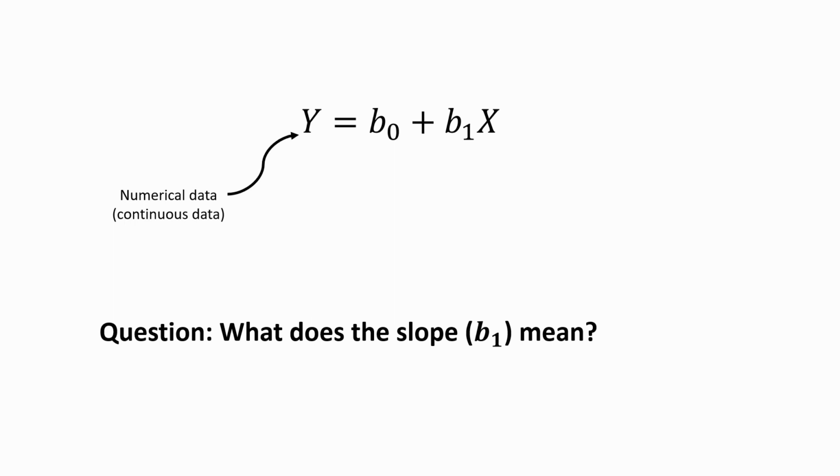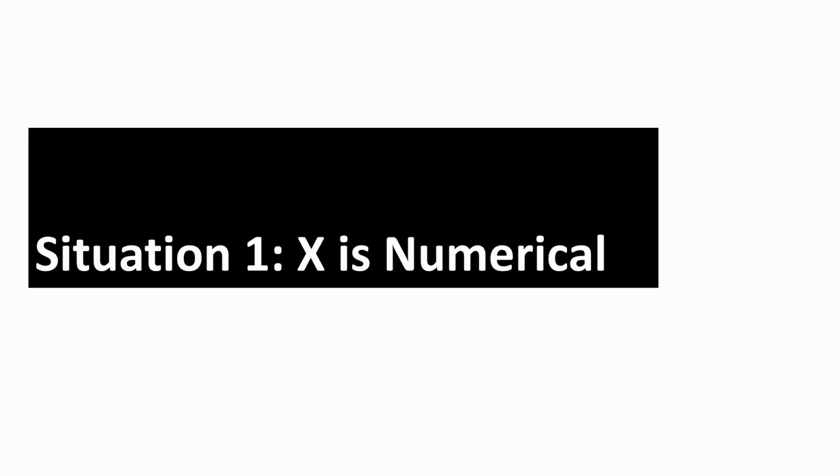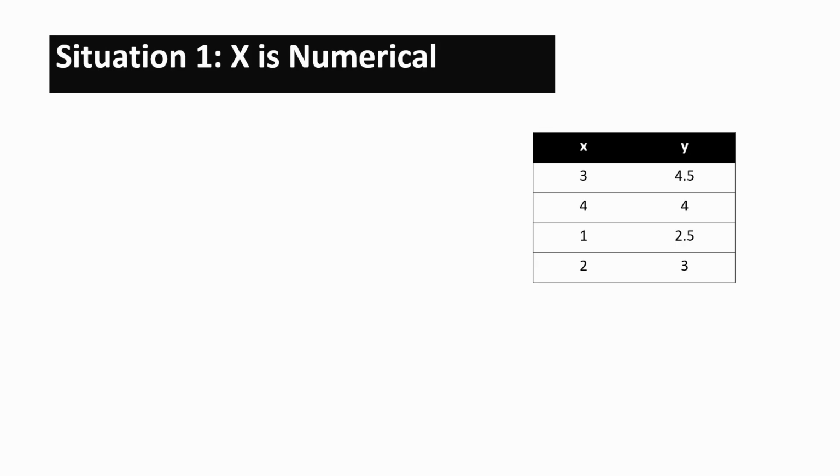As we know, in a linear regression model, the y has to be numerical data. Sometimes it also has another name, called continuous data. For x, it can be either numerical data or categorical data. So let's first look at the situation where x is numerical.